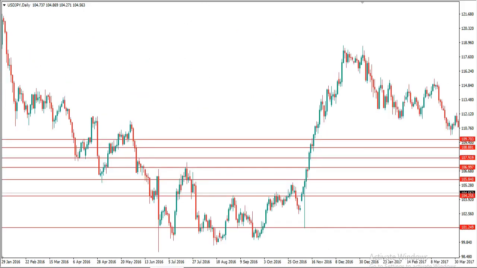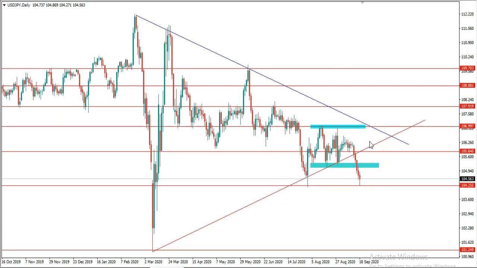Alright, so here we go on the daily time frame, and we can see that we have another triangle pattern right here. You can see the resistance of the triangle. You can see from here we had one support, back here we had support, then as added confluence we had this range right here.